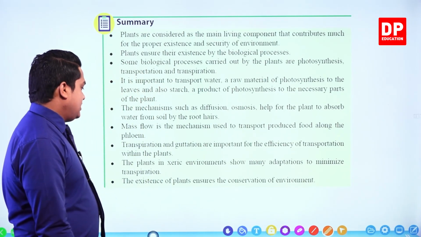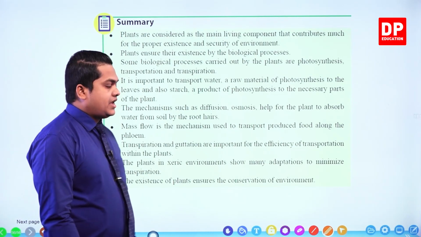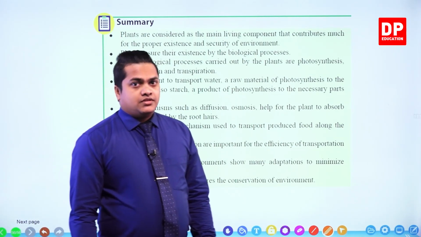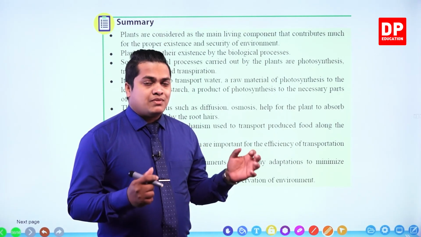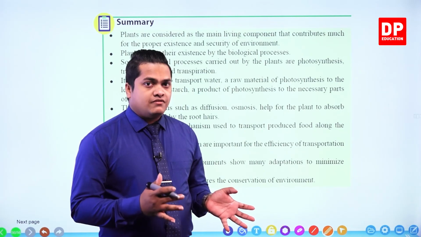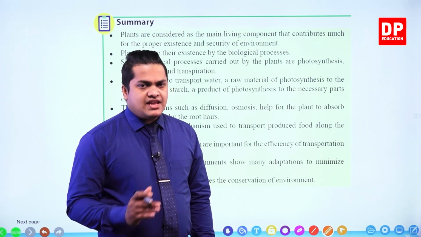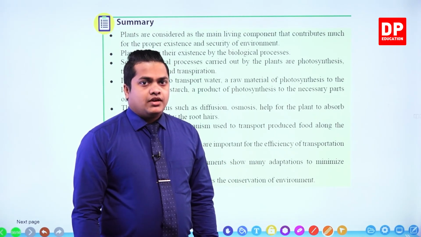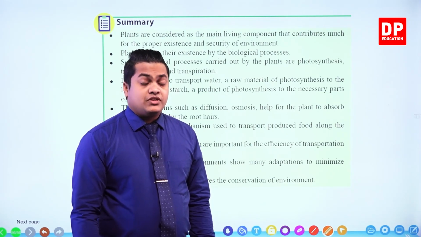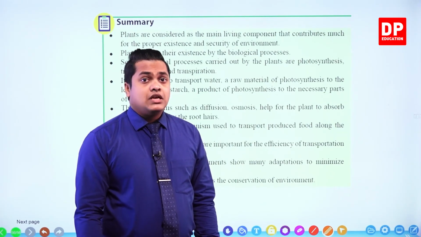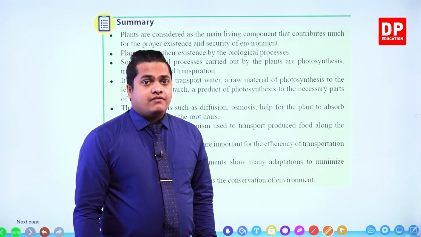Then finally, the existence of plants ensures the conservation of the environment. So the plants are very important. These biological features and biological processes carried out by plants are very important for the existence of our environment and our biosphere.